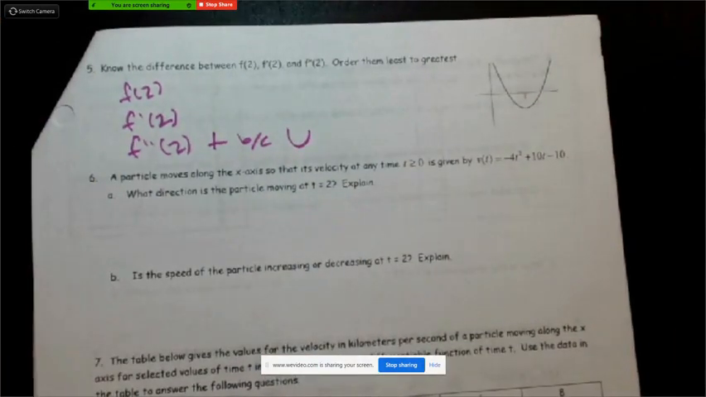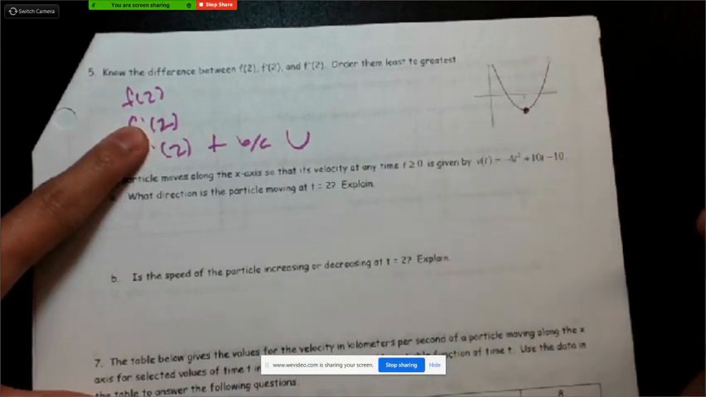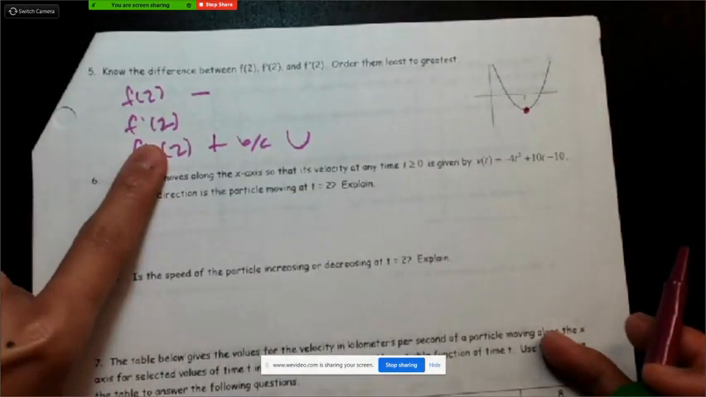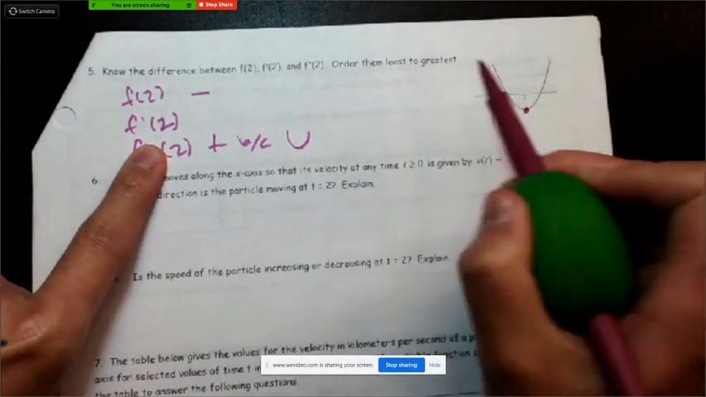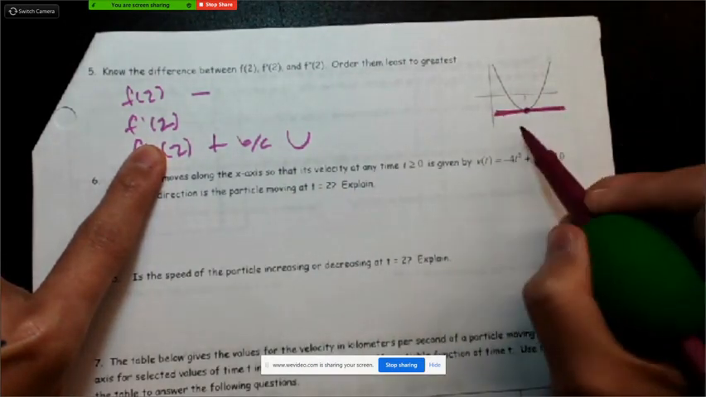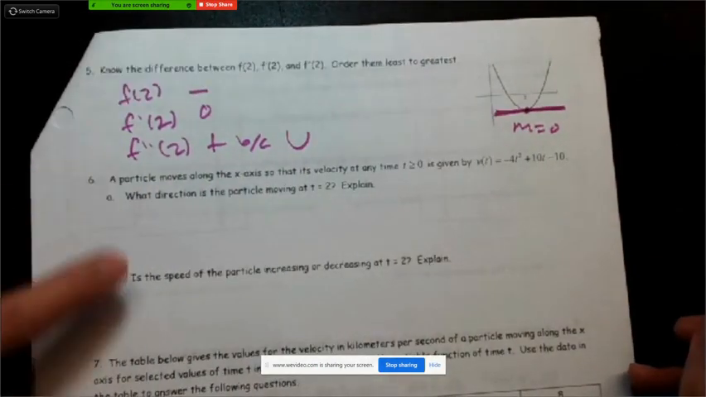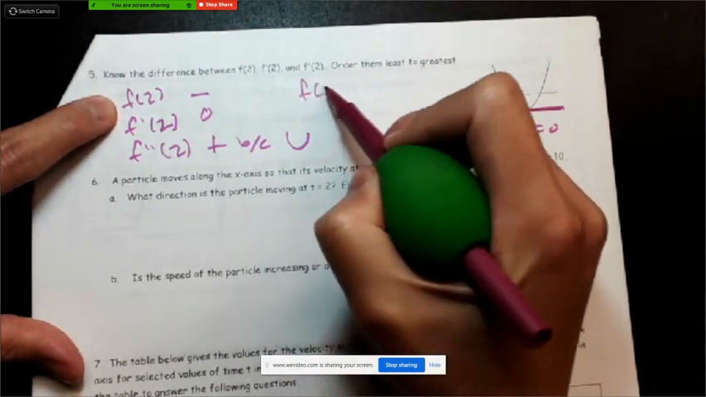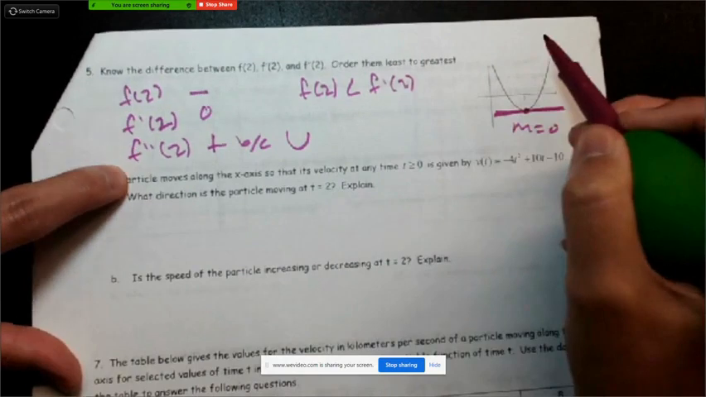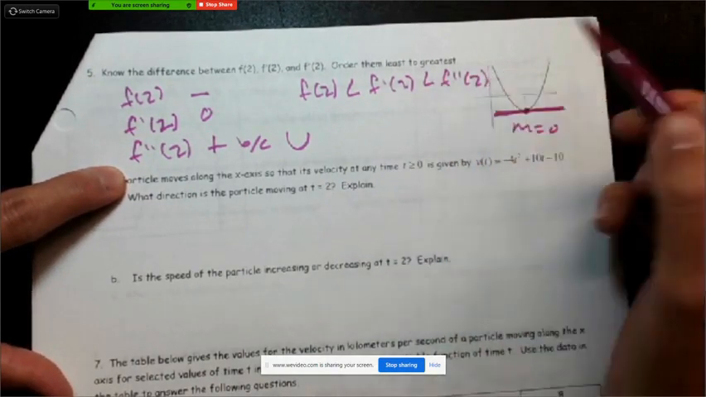The next one, F of 2. So when I go to my 2, this point, is that positive or negative? This point is negative. Now let's go to F prime of 2. F prime is, what is my slope when it's changing from positive to negative or vice versa? That is 0. So just by looking at this, I can put it in the following order. F of 2 is the smallest, and then the 0 is next, which is F prime. And then the positive number is bigger than negative or 0. Done.